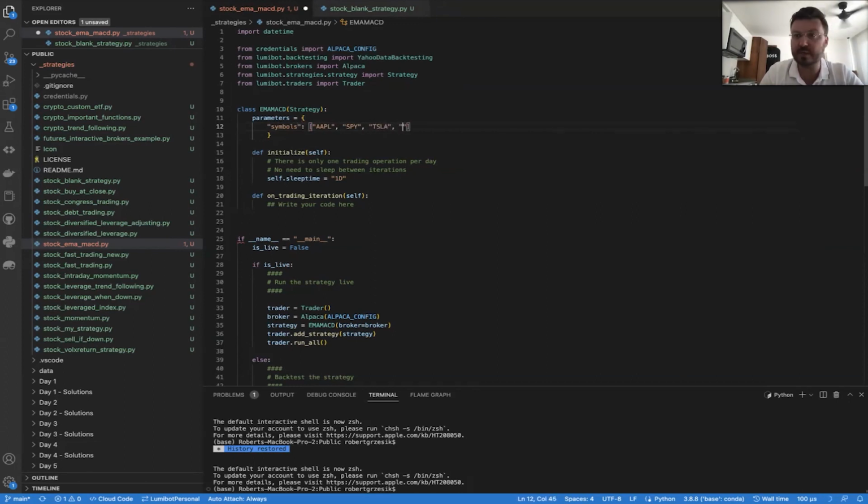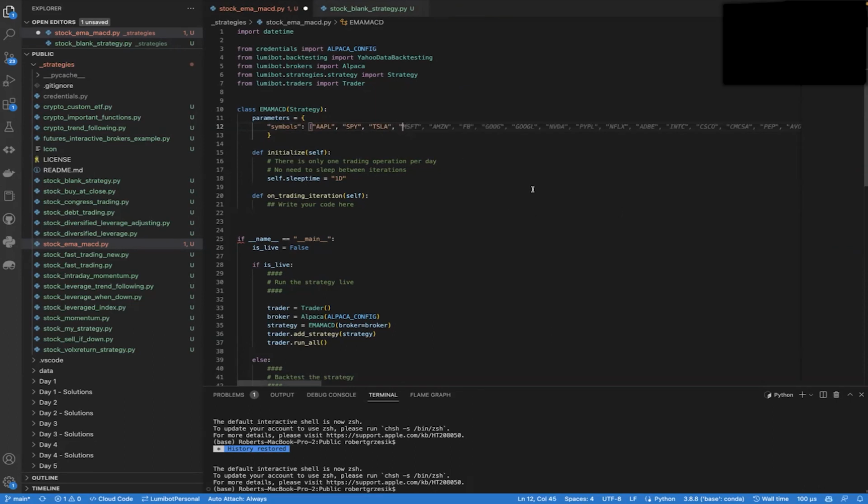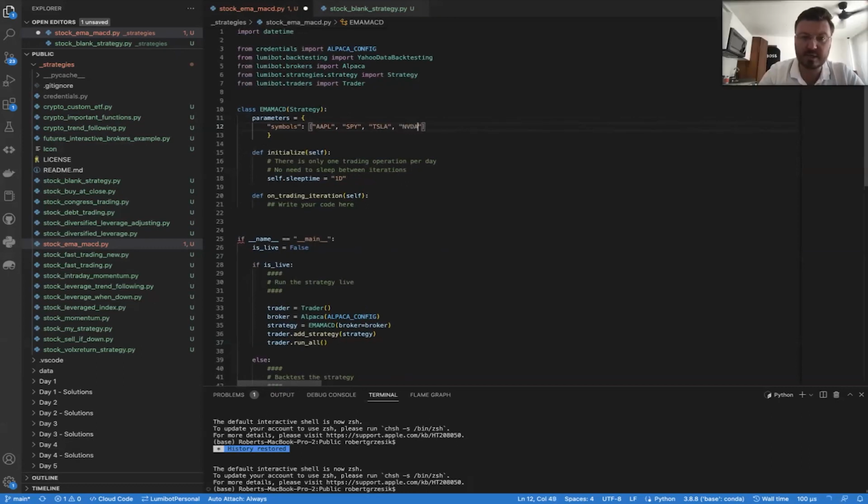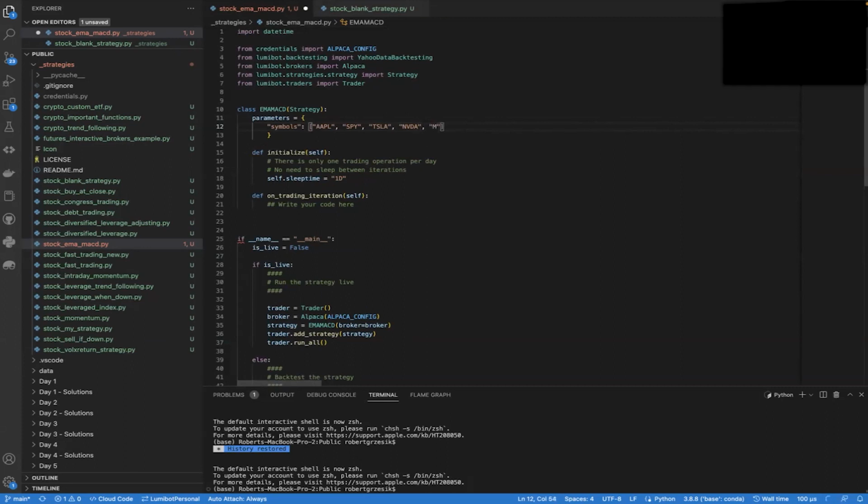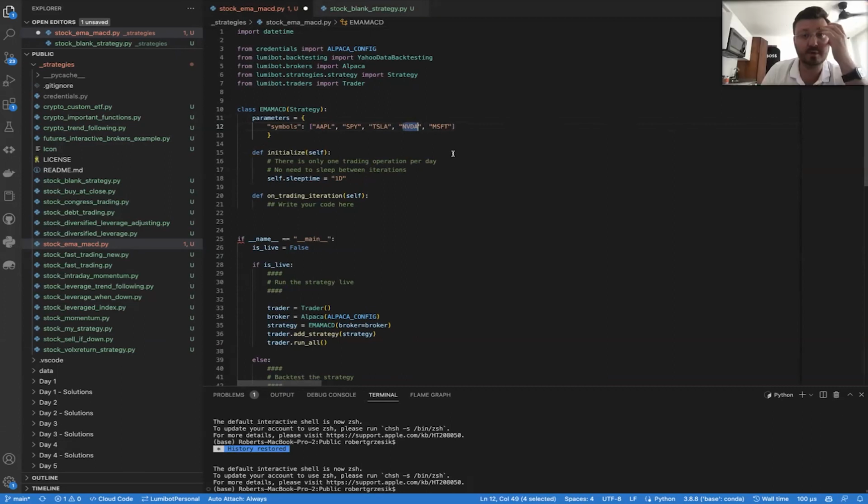What else can we throw in here? Try NVIDIA or something. What was that? NVDA? Is that what it is? I think so. It's NVIDIA or something. I think it's NVIDIA. I think so. Yeah. Is that the symbol? I think so. I don't trade them very often, so I don't remember what this symbol is.